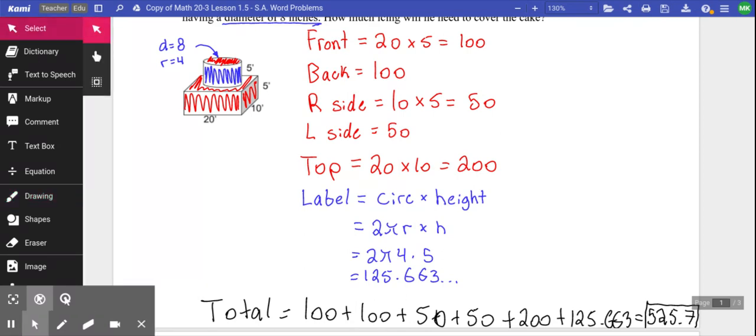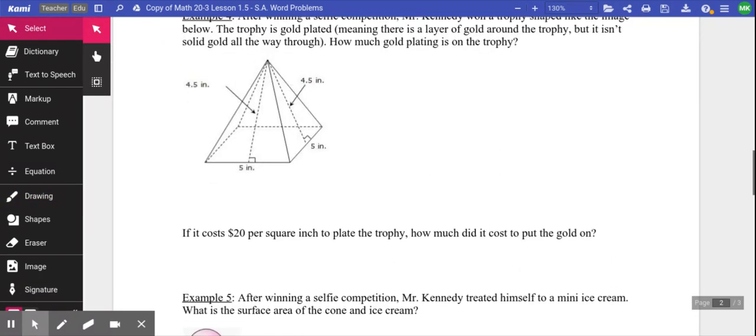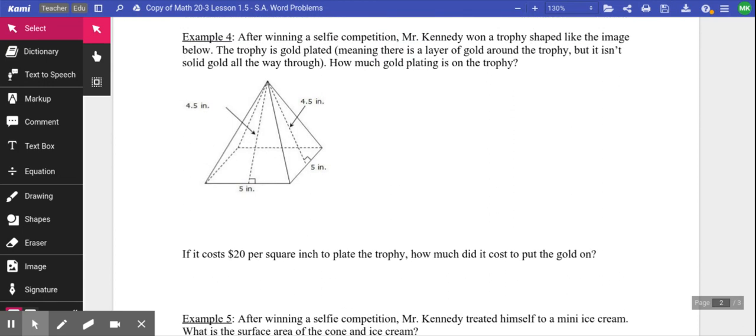Our next question. After winning a selfie competition, Mr. Kennedy won a trophy shaped like the image below. The trophy is gold-plated, meaning that there's a layer of gold around the trophy, but it isn't solid gold all the way through. How much gold plate is on the trophy?